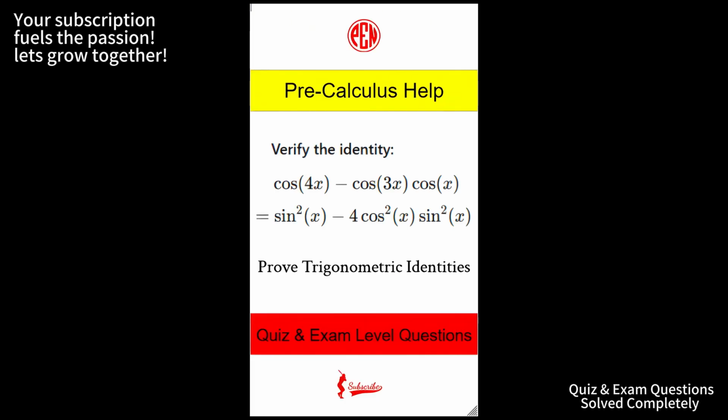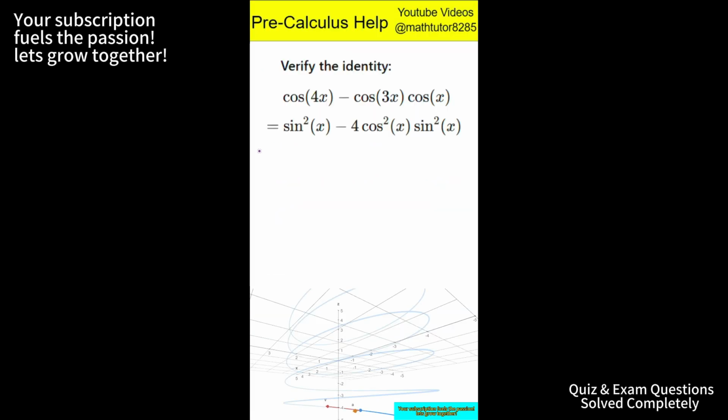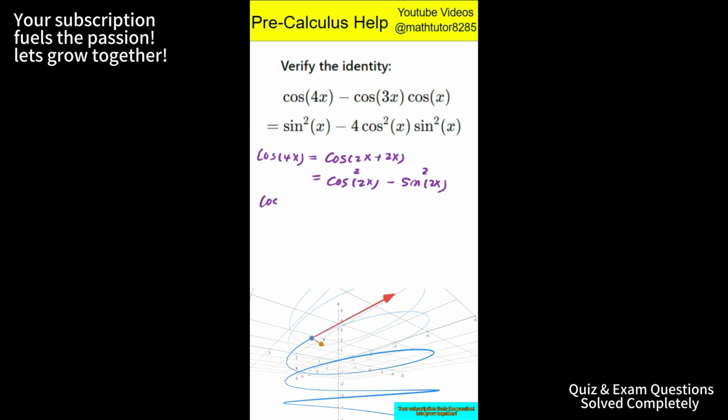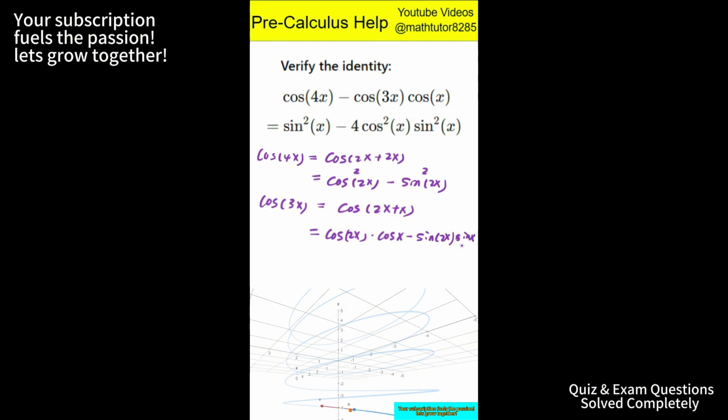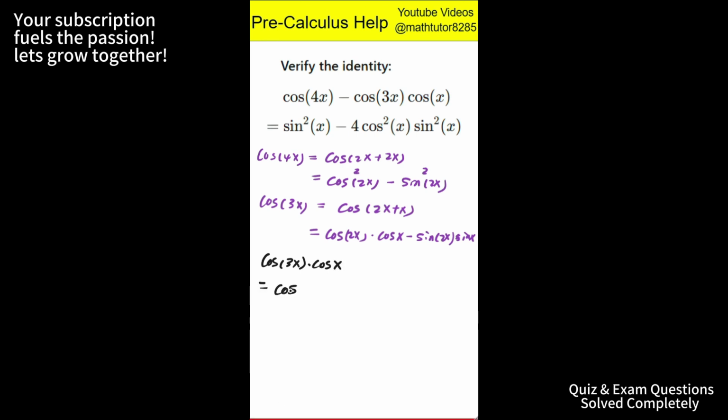This question is to prove trigonometric identities. A step-by-step guide. First, recognize compound angle identities. We begin by rewriting the left-hand side of the equation using angle addition formulas. Cosine of 4x is rewritten as cosine of (2x plus 2x), which becomes cosine squared of 2x minus sine squared of 2x. Then we rewrite cosine of 3x as cosine of (2x plus x), which expands into cosine of 2x times cosine of x, minus sine of 2x times sine of x. Multiplying this by cosine of x gives us cosine of 2x times cosine squared of x, minus sine of 2x times sine of x times cosine of x.